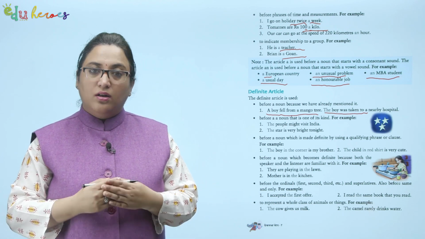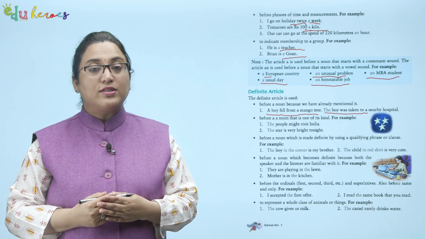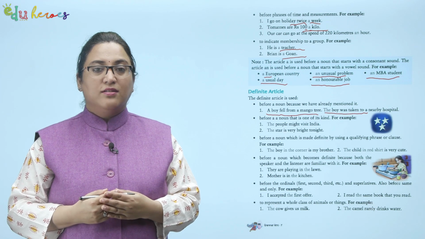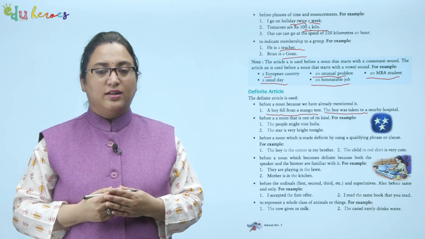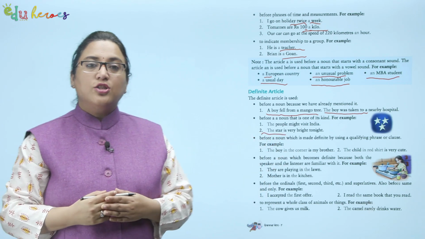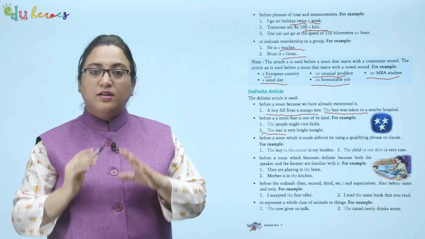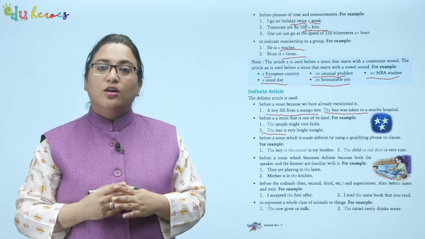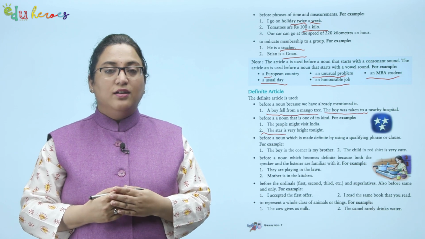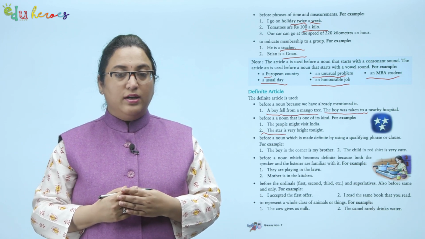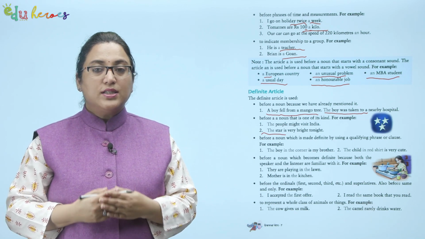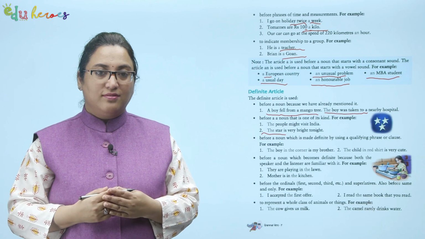Next, before a noun that is one of its kind. For example, the people might visit India. The star is very bright tonight. So the star is one of its kind. Also before a noun which is made definite by using a qualifying phrase or clause. Like, the boy in the corner is my brother. The child in red shirt is very cute.